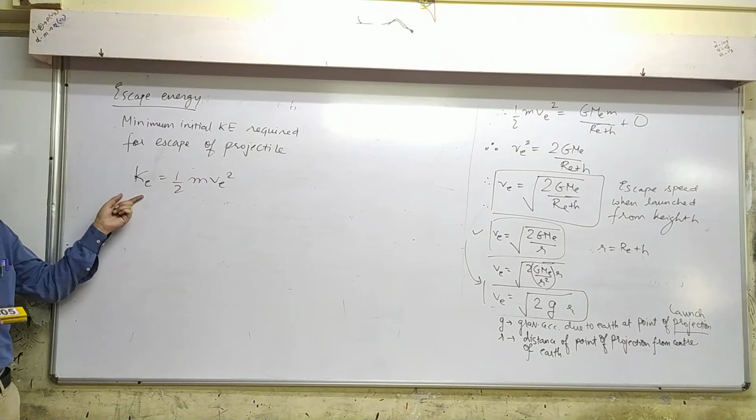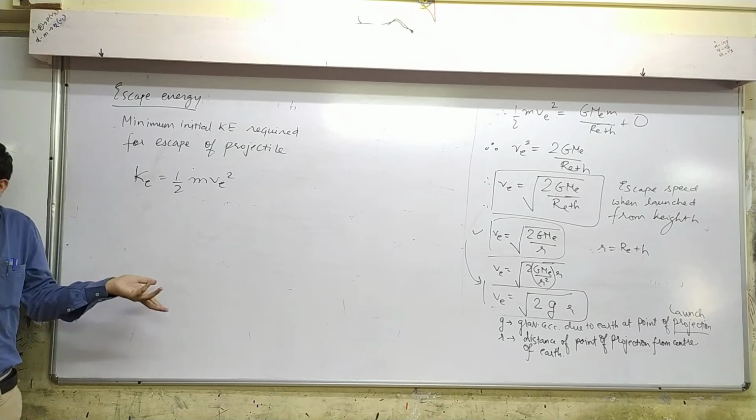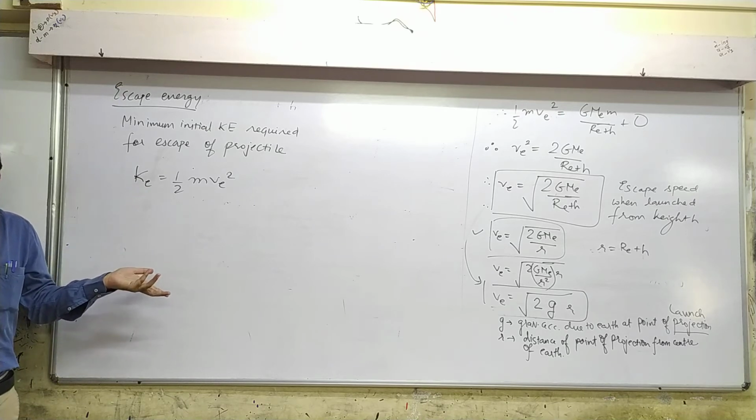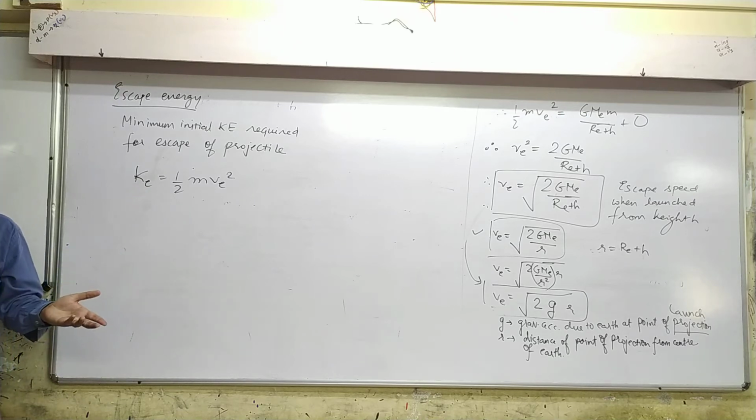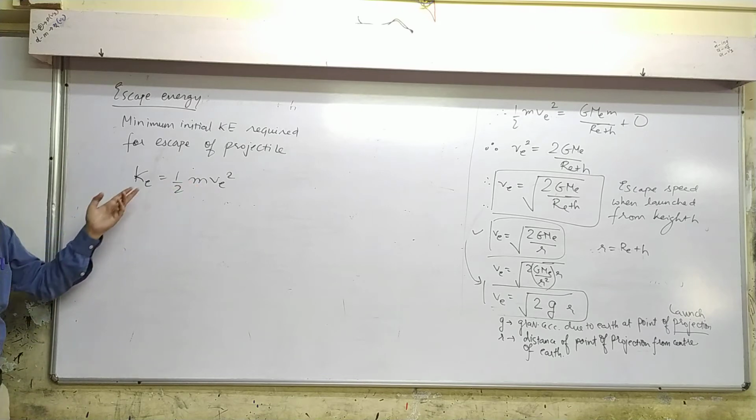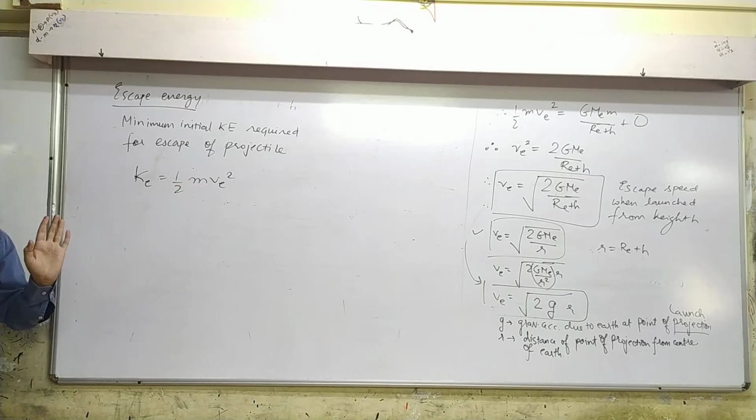KE is half mv square. Right? Kinetic energy is always half mv square. Escape speed, escape energy. Got it?